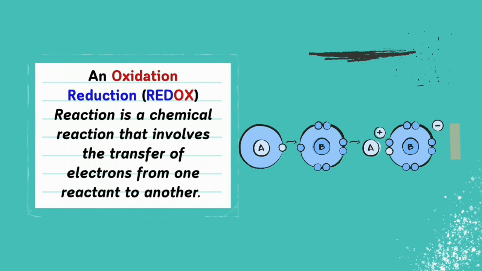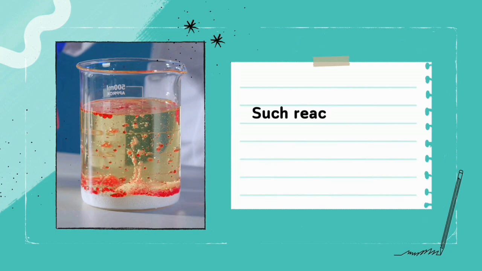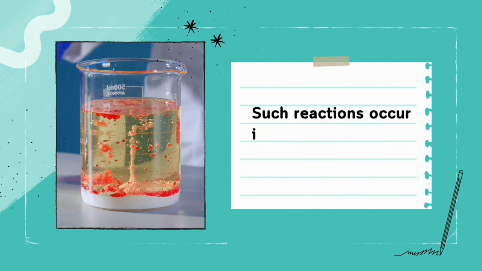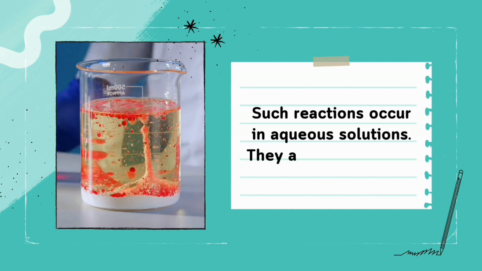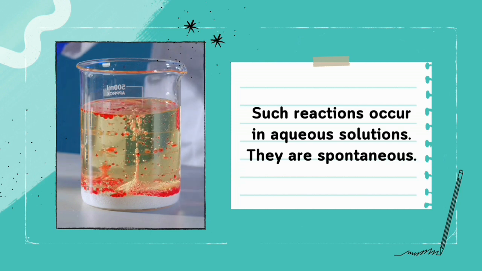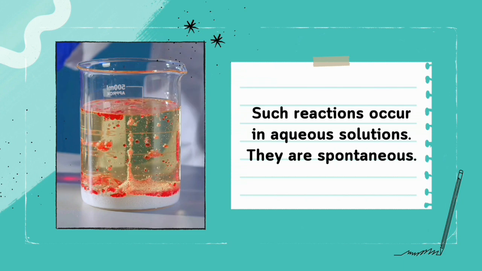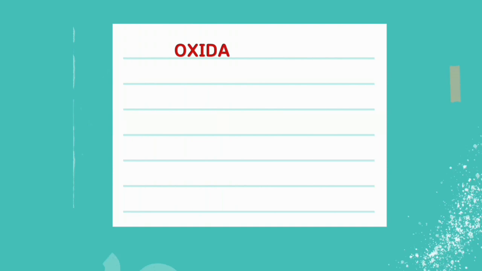If we could remember the rusting process, it occurs in the presence of water. So there are certain characteristics associated with oxidation reduction reaction. This type of reaction occurs in aqueous solution, as the water present before the rust occurs, and they are spontaneous, meaning they occur at the same time, both the oxidation and reduction.